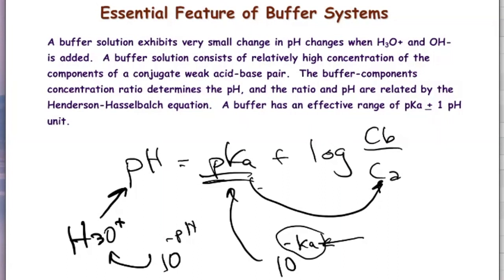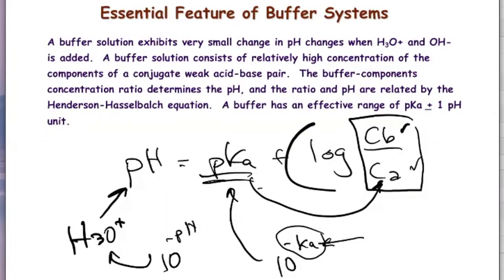But this right here tells you that you have to have both conjugate pairs present. Depending on which one is greater, this value is going to be either positive or negative. It's either going to add to the pKa if it's positive, that is the base is higher in concentration than the acid, or it's going to remove from the pKa if it's negative, that is the acid is higher in concentration than the base. So that's basically what the Henderson-Hasselbalch equation offers. And usually a buffer has an effective range of plus or minus one. That's the effective range.